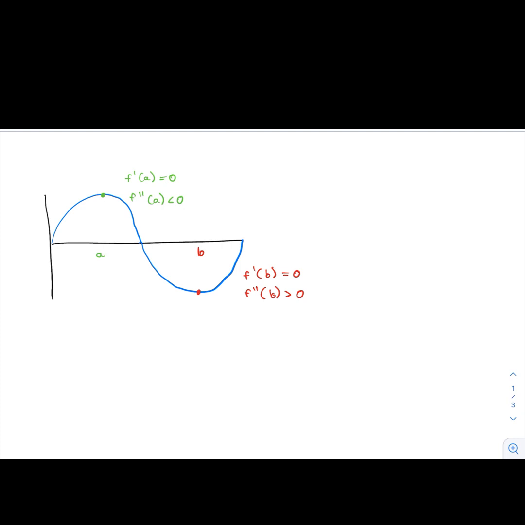Looking at the curve below, why is the second derivative negative at the green point and positive at the red point?